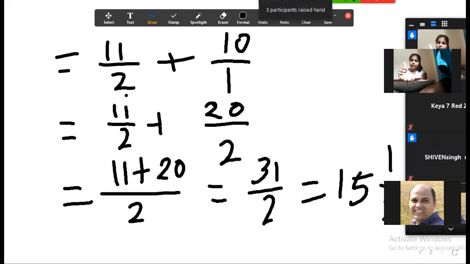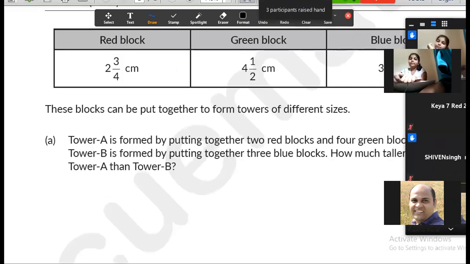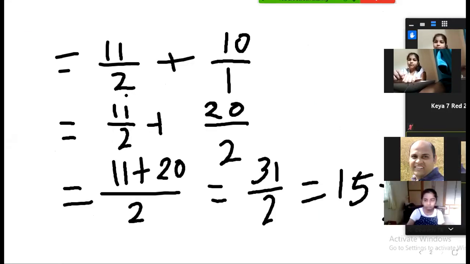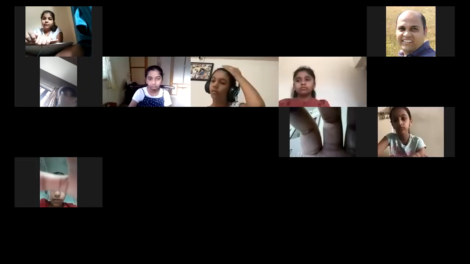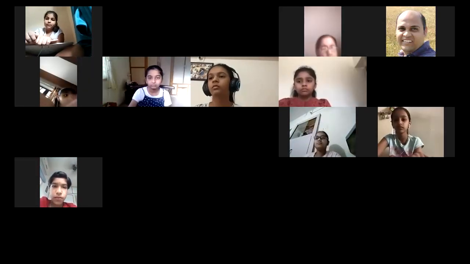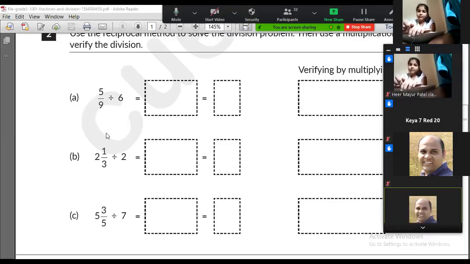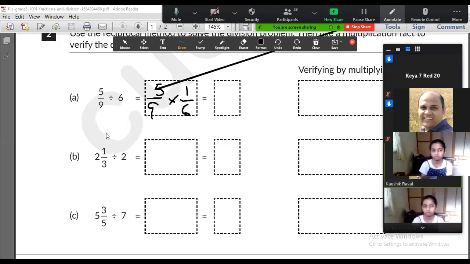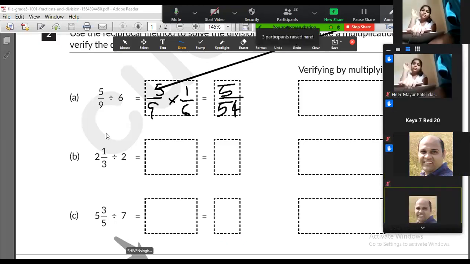Okay, now let's do the division sums, which some of you had questions about. First one is verify by multiplying. We will do that one first. Okay, first you have to do this one. What it becomes is 5 upon 9 into the reciprocal of 6, which is 1 upon 6. So 5 upon 54 will be the answer, right? 5 upon 54.